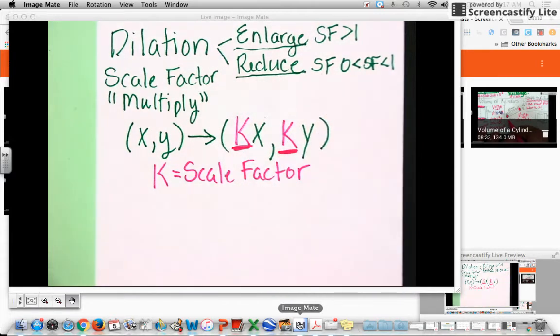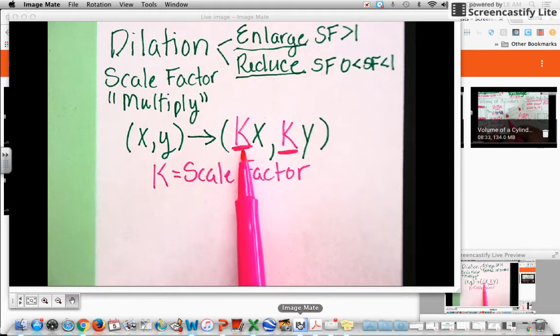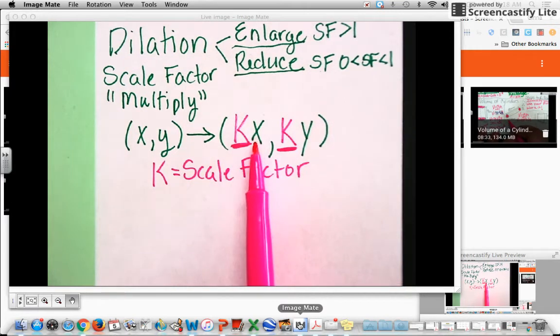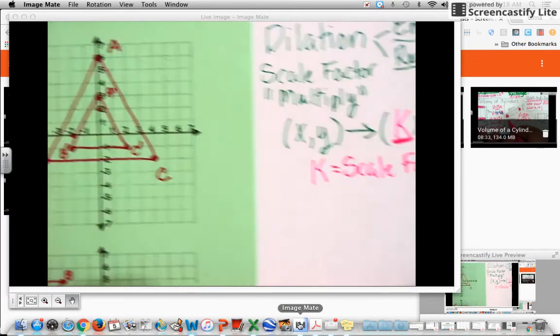And this is not on your formula chart, so you guys have to know what it looks like. So when you're looking for a dilation, you're always going to look for an algebraic representation that has a number and the letter right next to it. No add, subtract, or divide. Only multiply. So let's take a look at this picture right here.